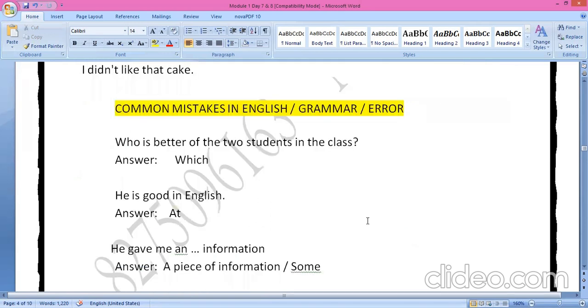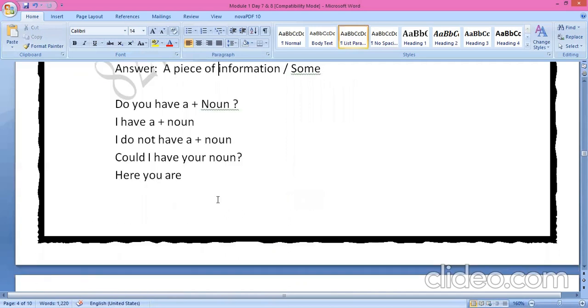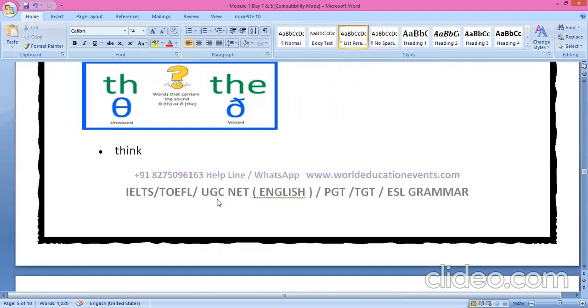So now the common mistakes, we'll finish quickly. It is "who is better of the two students in the class?" Okay, no. Whenever we have to choose, at that time we'll use "which." He is good at English, not good in English. Good at dance, good at singing. Got it? Yes, sir. Okay. And "please give me an information" is incorrect because information is uncountable. Advice is uncountable. So you should use some information or a piece of information, a piece of advice. Yes. This we have already done.